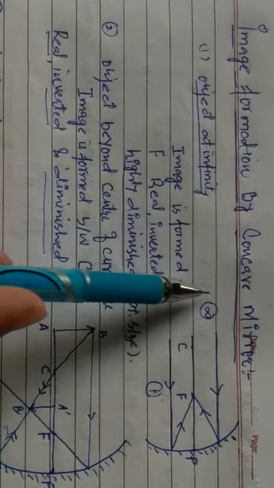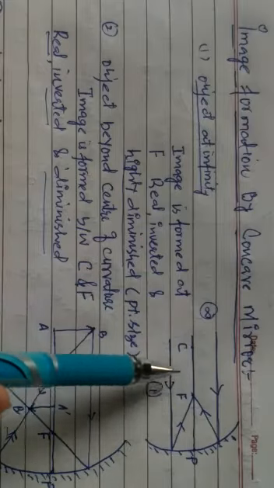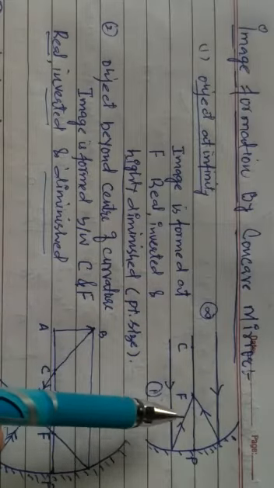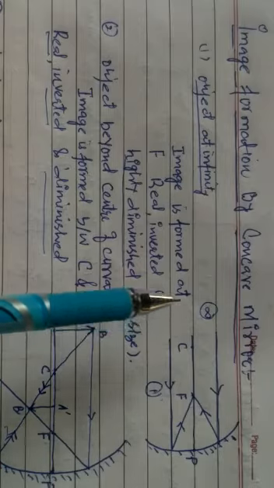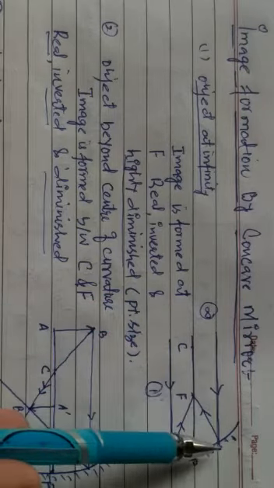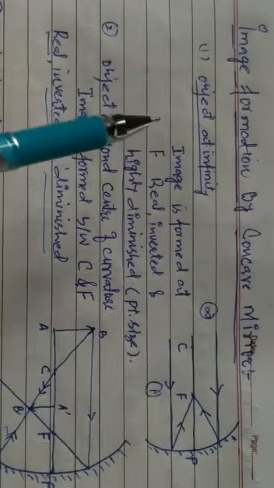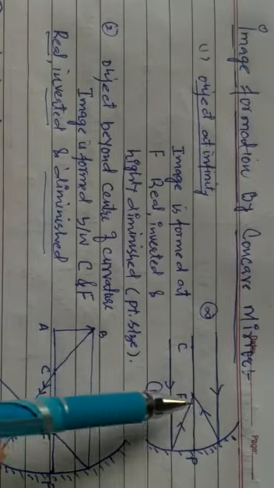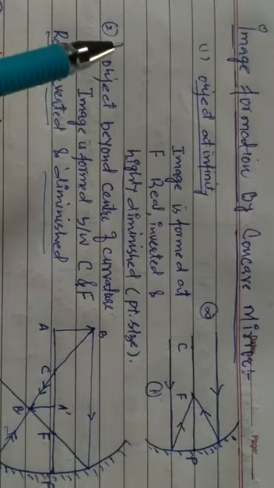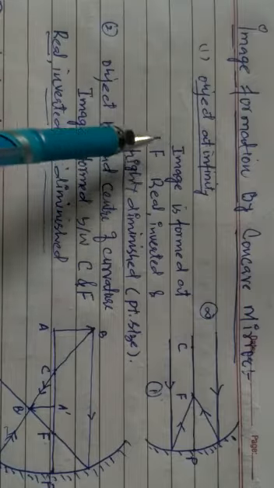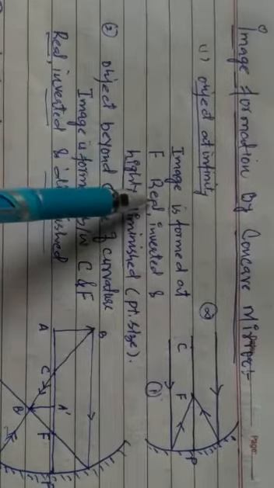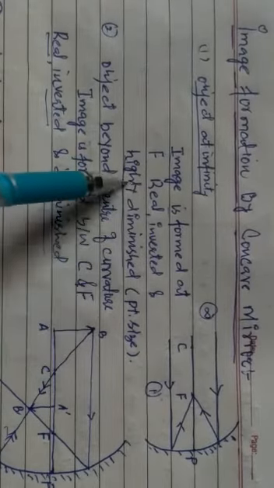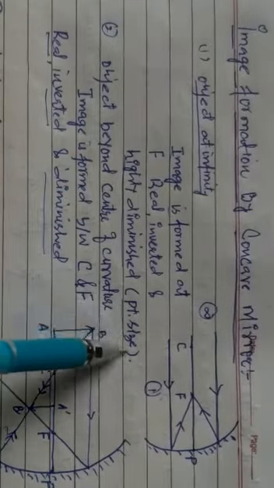I have put it here at infinity, and the rays are parallel to the principal axis. We have read a rule: when a ray of light is parallel to the principal axis, then after reflection it passes through the focus. This ray is parallel to the principal axis, so after reflection it passes through the principal focus. So in this case, the image is formed at F. That is a real image, inverted and highly diminished. Even point-sized image it is.